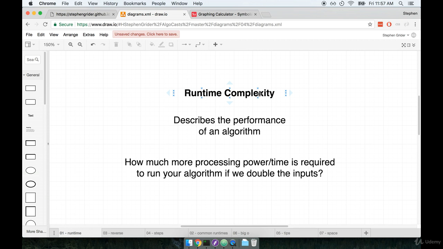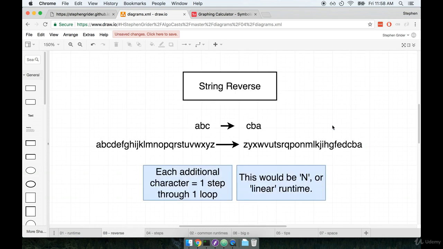Now, when we talk about runtime complexity, we're really asking a very discrete question here. We are saying, how much more processing power do we need to run a given algorithm or a given solution if we increase the number of inputs into our algorithm? So let's look at some examples of problems that we have worked on and try to figure out what their runtime complexity might be. The first problem we are going to look at is the string reverse problem we worked on.